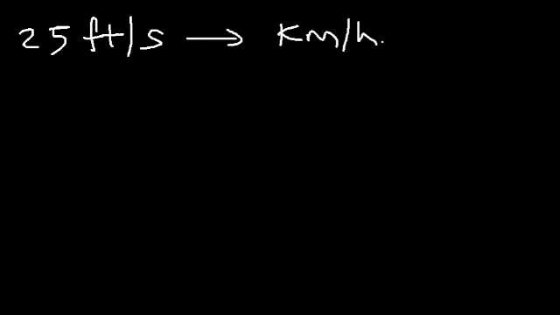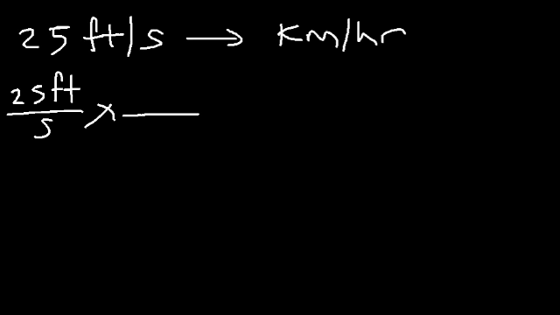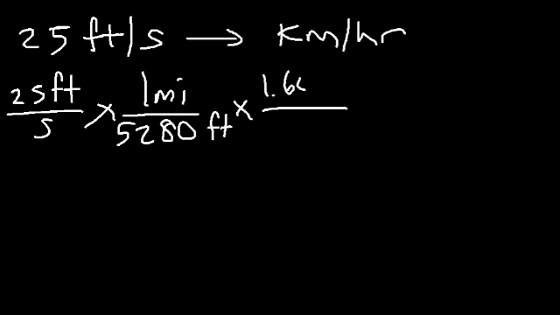Here's another one. Convert 25 feet per second into kilometers per hour. So let's start with 25 feet over seconds. We know how to convert seconds into hours, but how can we convert feet into kilometers? Let's convert feet into miles, and then we can convert miles into kilometers. If you recall, there's 5,280 feet per mile, and we know that there's 1.609 kilometers in a single mile. So these units cancel, and the unit miles cancel.